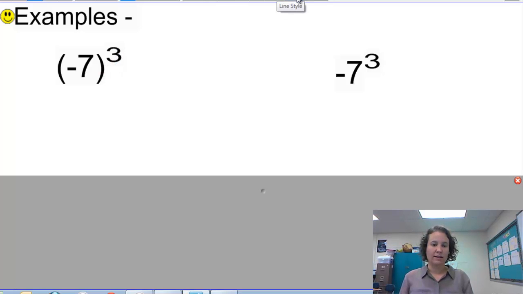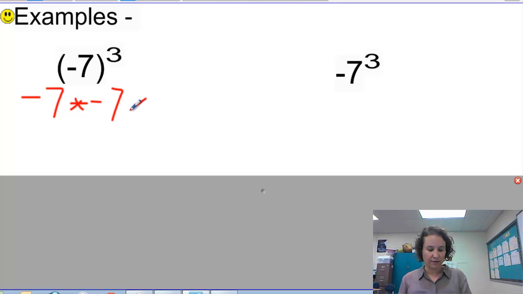If you have this power, -7 to the third power, or sometimes we say -7 cubed, what that means is we're taking -7 times -7 times -7. So the base is -7, and that tells me what number I'm going to be multiplying. And then the exponent is this number up here, the 3, and that tells me how many times I'm going to multiply it by itself. So 1, 2, 3 times. And so now I would just multiply -7 times -7 times -7.